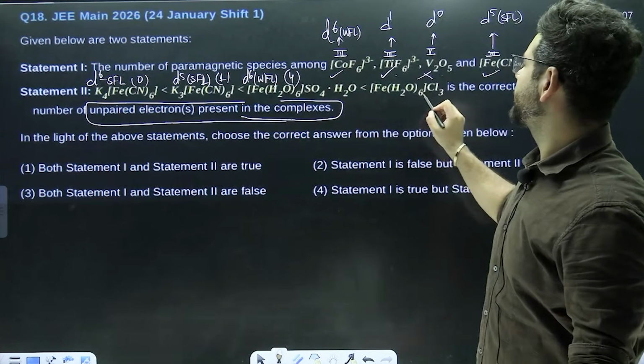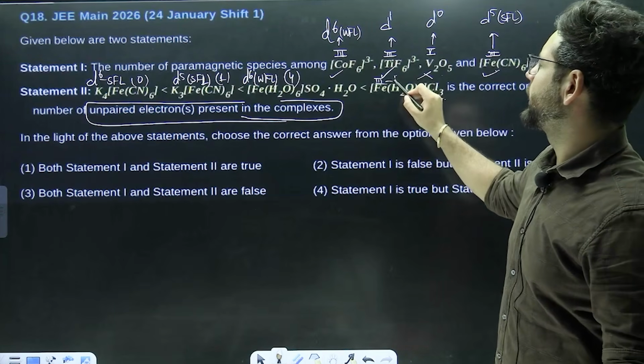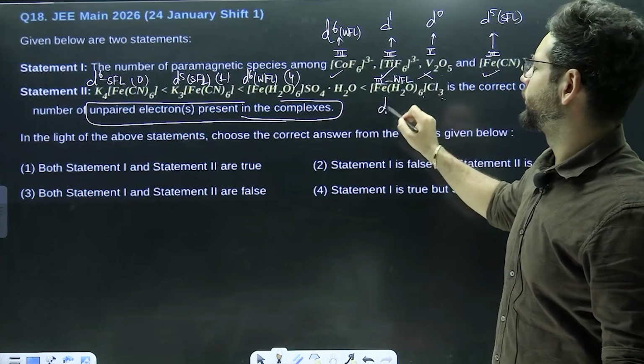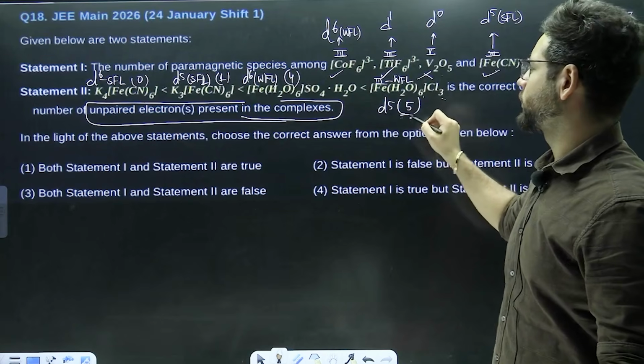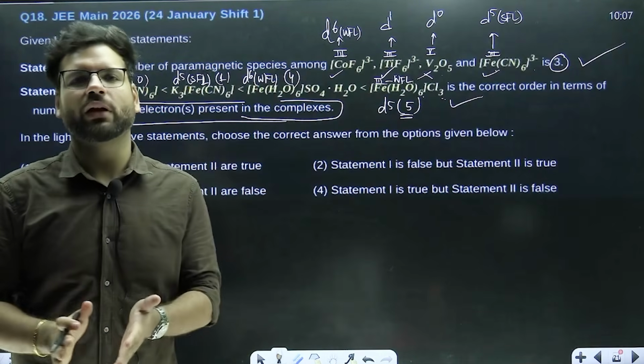And iron plus 3 with a weak field ligand, d5 means 5 unpaired electrons. So yes, it's a correct order of number of unpaired electrons: 0, 1, 4 and 5.